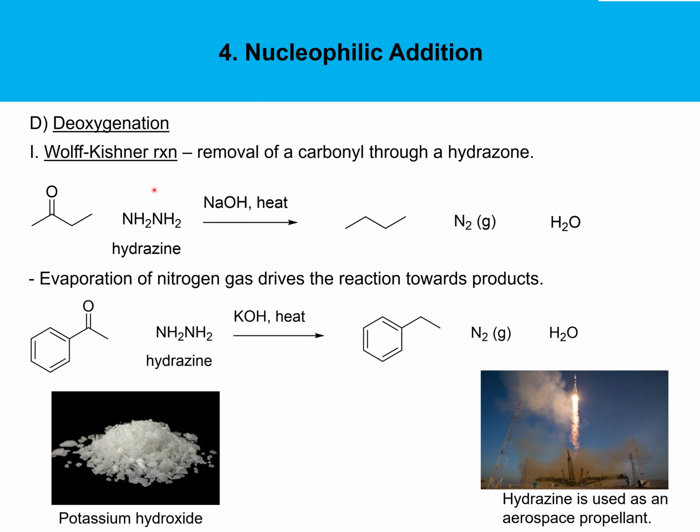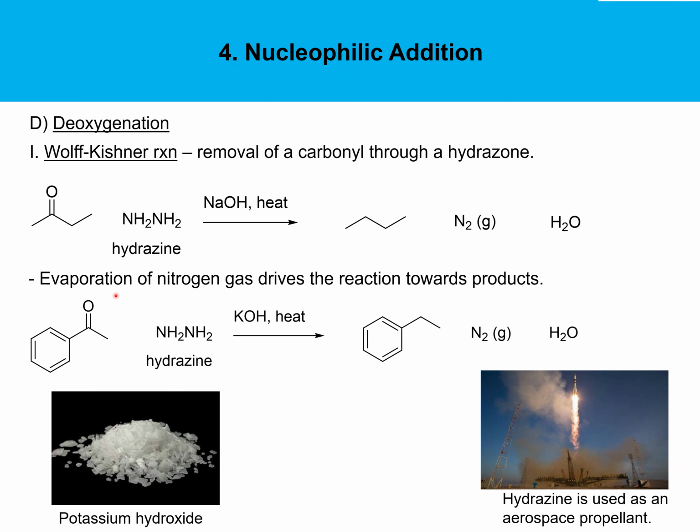Ketones and aldehydes can be reduced completely and turned into an alkane by a reaction called the Wolff-Kishner reaction. As an example, starting with a ketone, if we add hydrazine, we'll initially get an imine derivative, a hydrazone, which will then react with base while heating to be eliminated into an alkane.